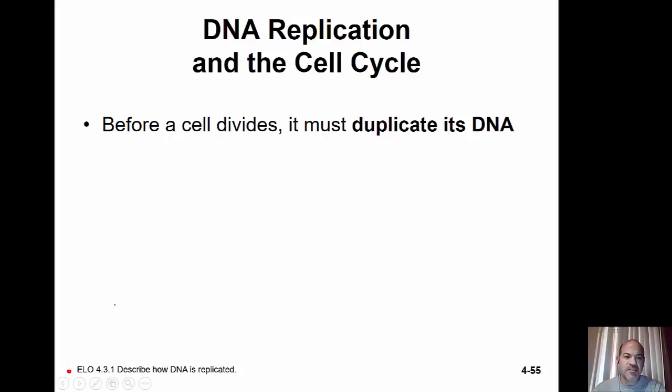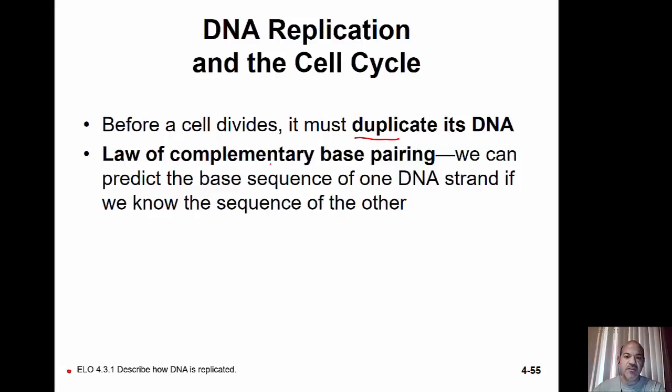Now, before a cell divides into two new cells, we need to duplicate its DNA and make copies of it. That way each new cell gets exact copies. This duplication is going to follow the law of complementary base pairing, which we already know: A always pairs with T in a DNA molecule, double helix.